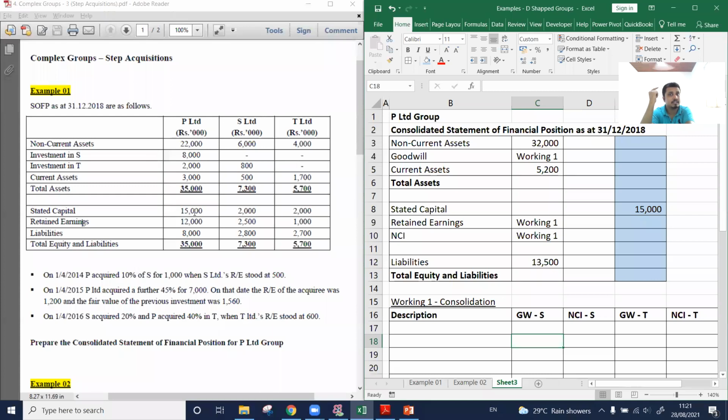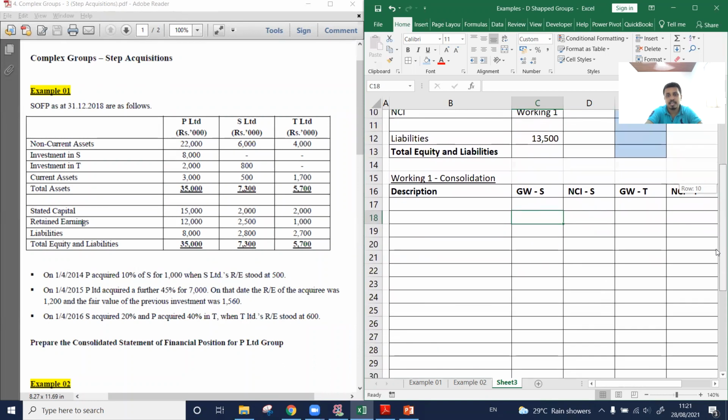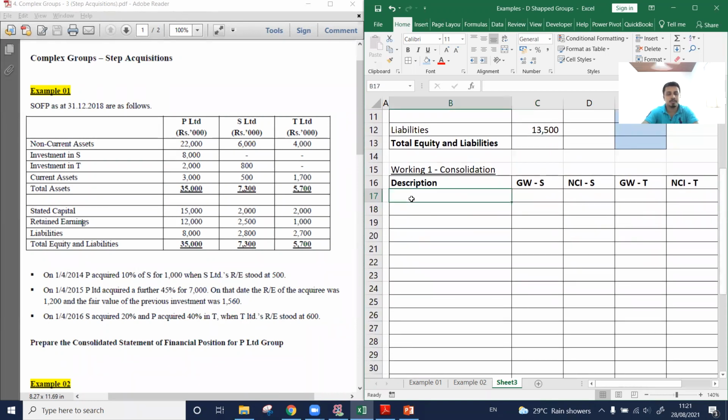Then what have we done in the previous examples? We have calculated the goodwill from the acquisition, isn't it? So here also we need to compute the goodwill as a result of the acquisition. How have we computed goodwill so far? How have we calculated goodwill?